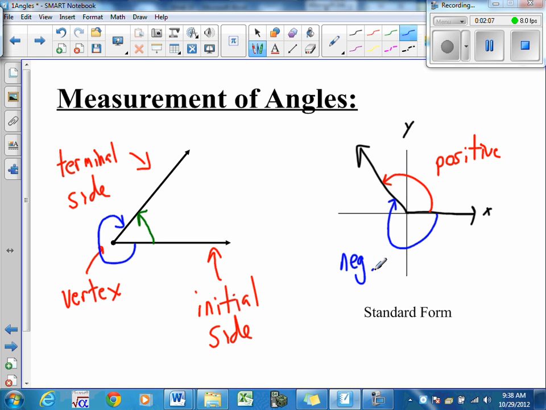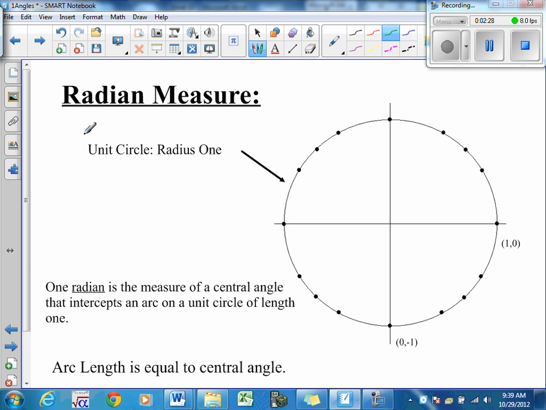So if we have a positive angle, we go counterclockwise. A negative angle, we go clockwise. And they always start from this positive x-axis right here, which is always our initial side. And then we end up wherever our terminal side is. And what we want to talk about is how do we measure that? What's the size of that angle? And to do that, we're going to define something called the radian measure.